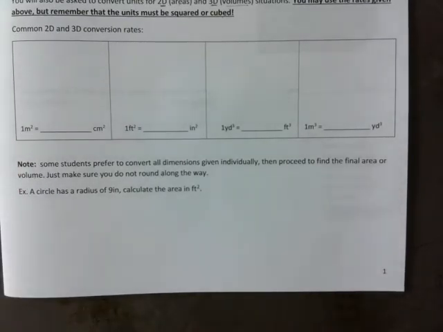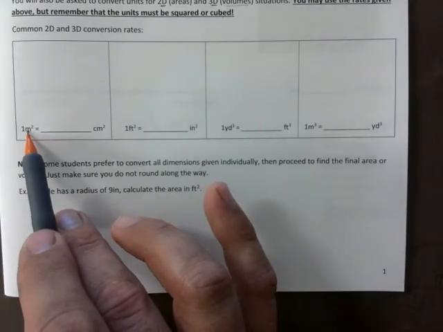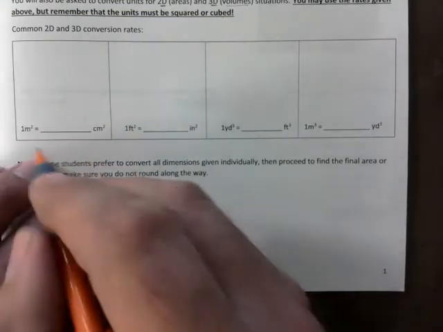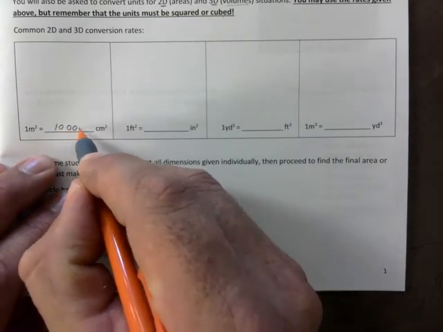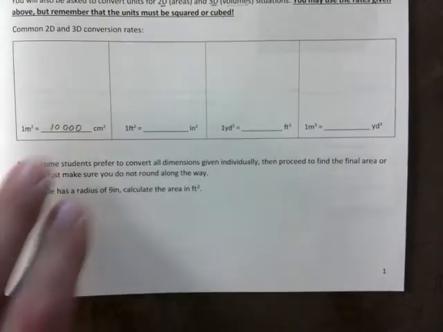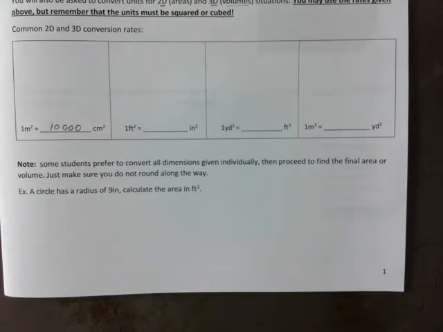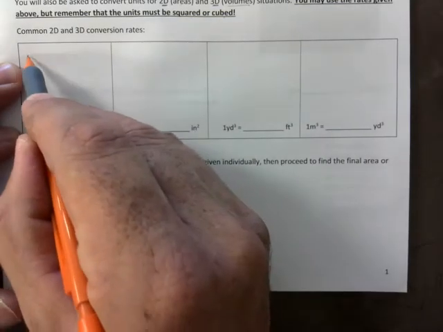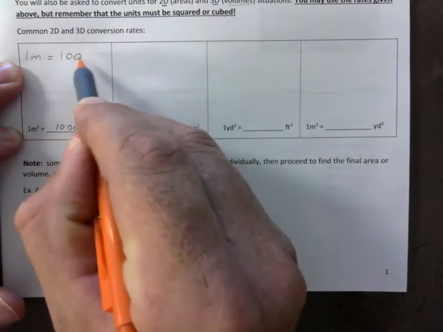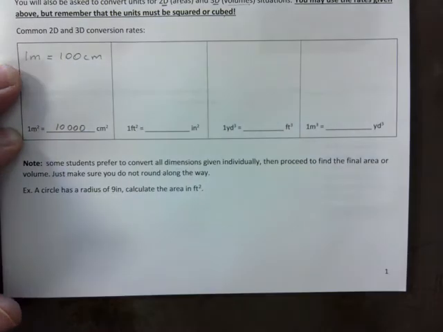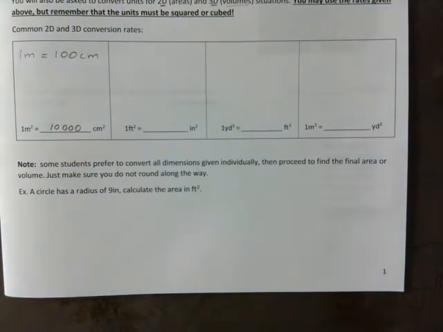So I ultimately want to tell you that 1 square meter has 10,000 centimeters squared. Go ahead and write that down. 1 square meter has 10,000 squared centimeters. And how is that? Well, if 1 meter has 100 centimeters, that's how we start. That's where the logic starts.